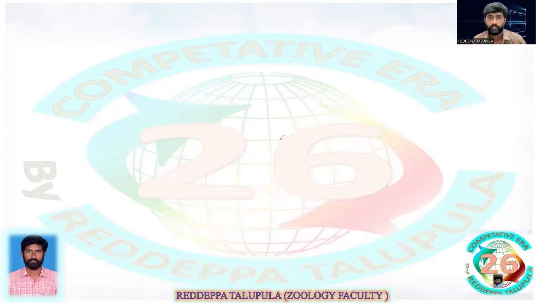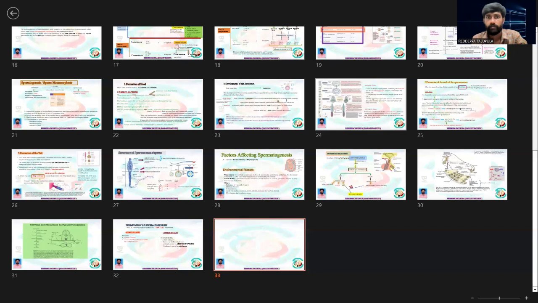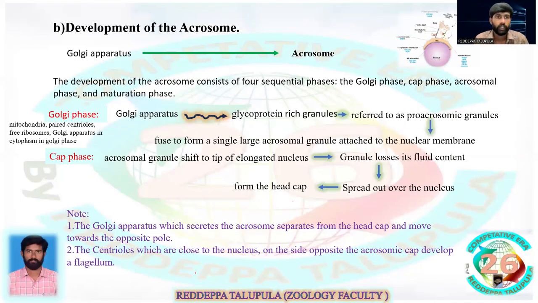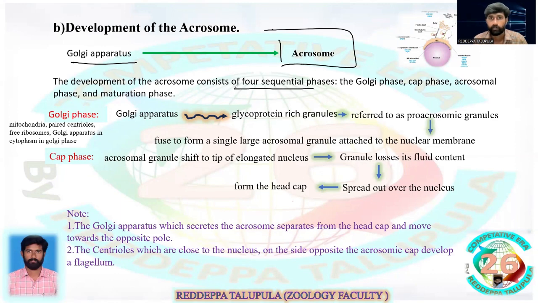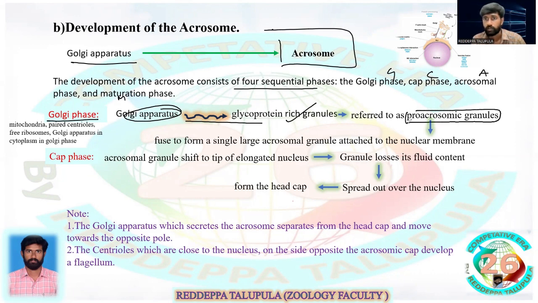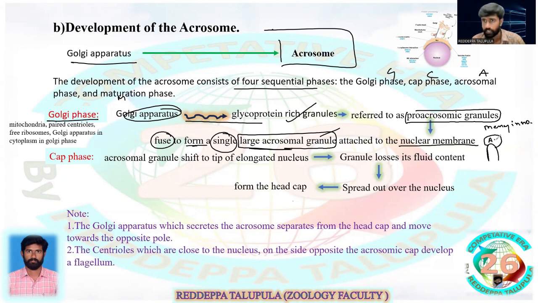There, diagrammatically, we can see that the Golgi apparatus will convert into the acrosome. Four sequential phases will be there: Golgi phase, cap phase, acrosomal phase, and maturation phase. What will happen in the Golgi phase? The Golgi apparatus secretes glycoprotein-rich granules, referred to as proacrosomal granules. These granules are many in number. Those fuse and form a single large acrosomal vacuole or granule attached to the nuclear membrane. That means attaching to this nuclear membrane, there will be formation of the acrosomal vacuole.